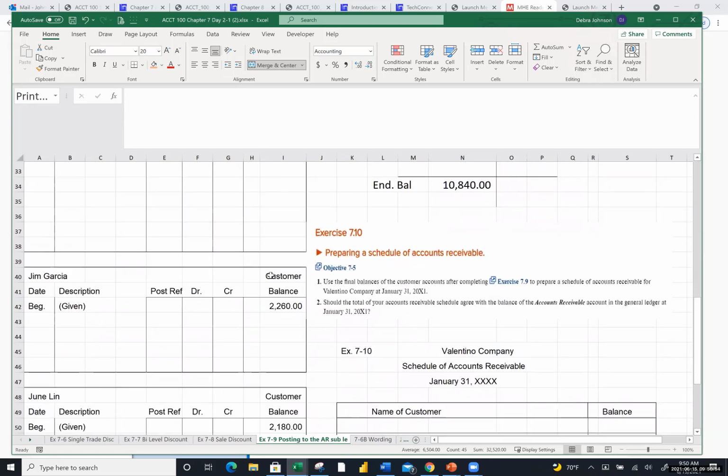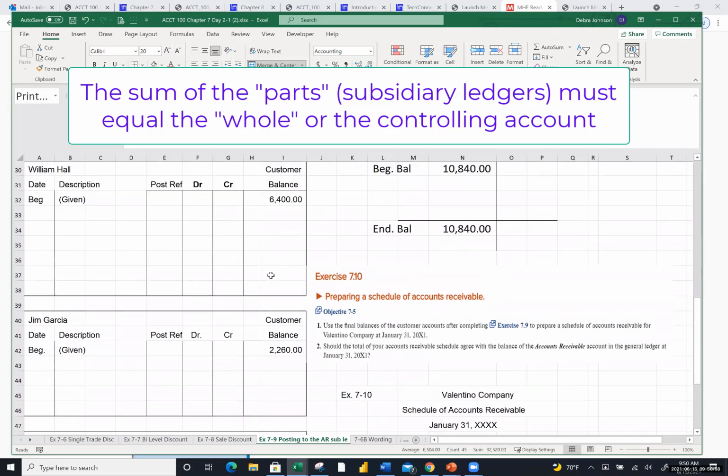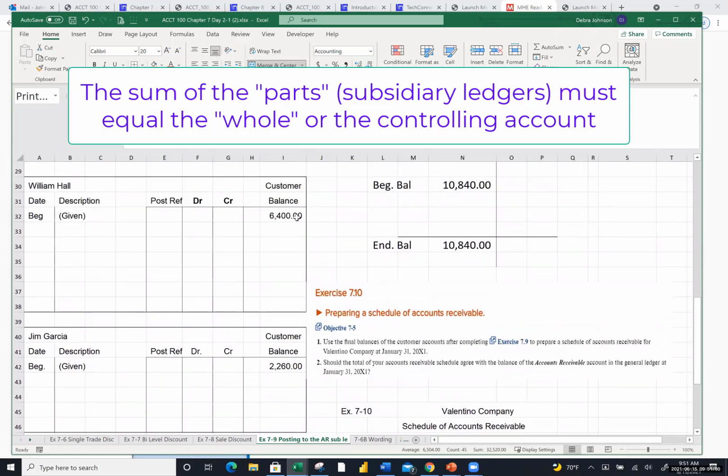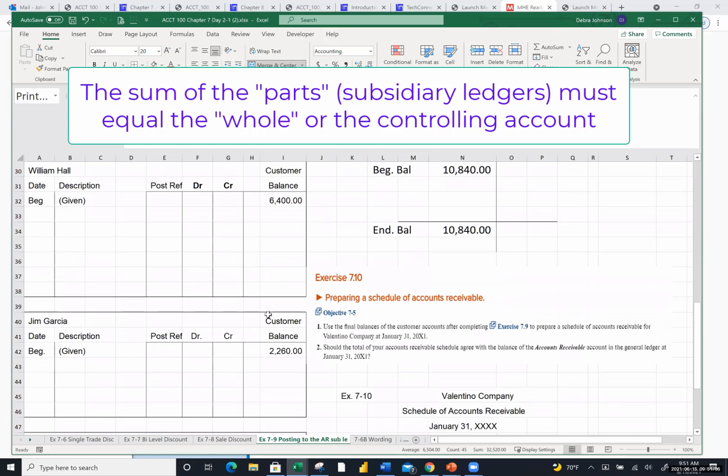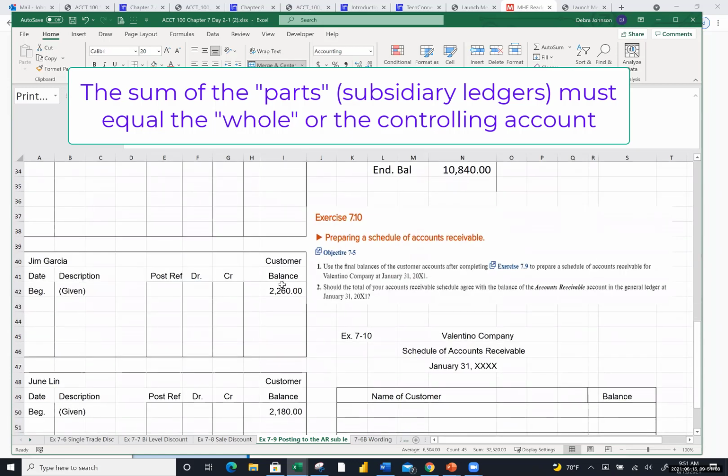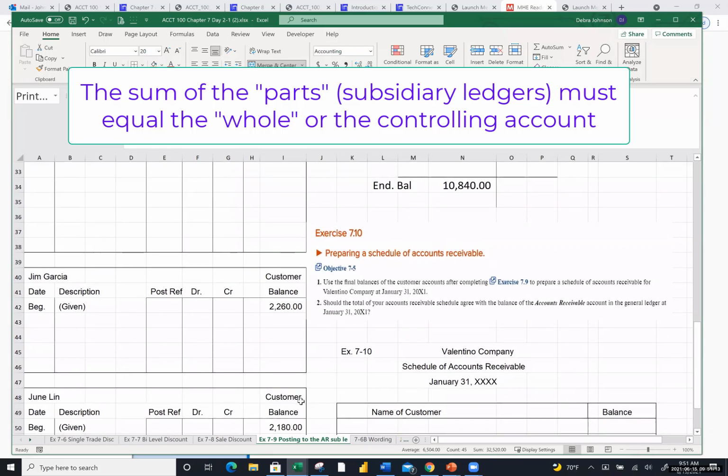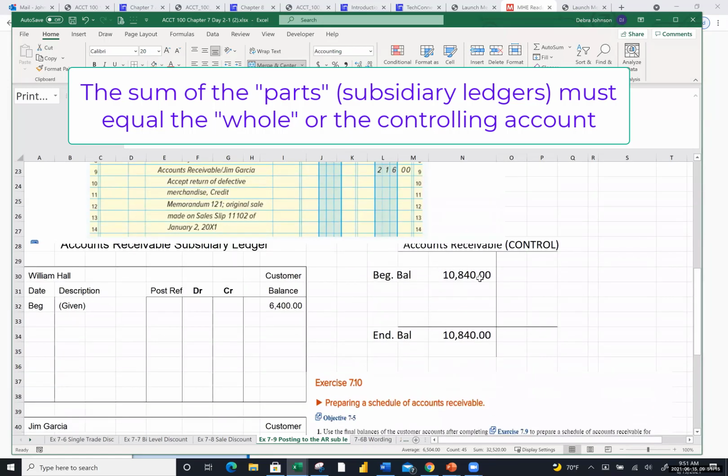And at all times, the sum of the parts has to equal the whole. So before we even start this problem, on your calculator, just verify for yourself that the sum of those 3 customers, 6,400, 2,260, and 2,180, just verify for yourself right now that that's what's making up this controlling balance. They gave us that data.